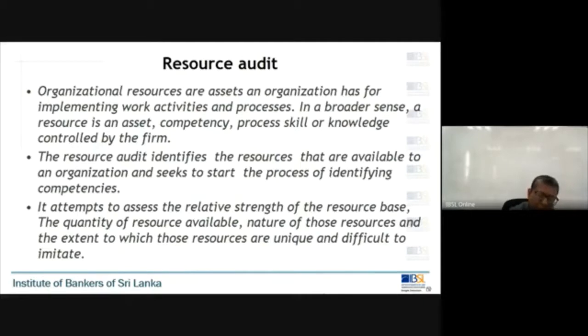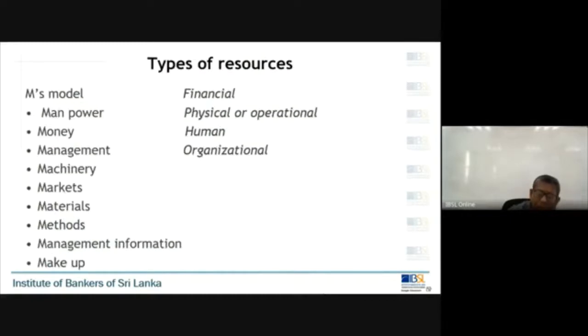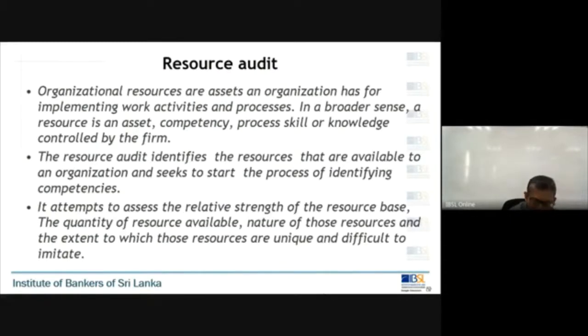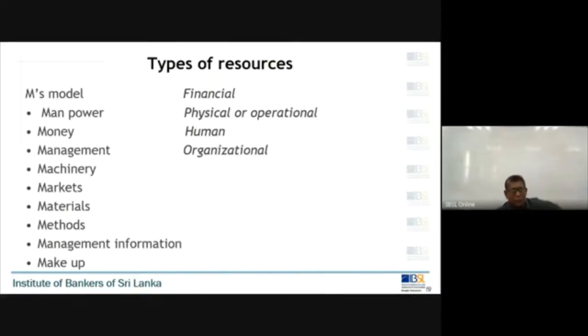Whether we are using our resources correctly. It's really important. So the resource audit identifies the resources that are available to an organization, to start to identify the competencies. Now, what is competency? Competency we will discuss later on. Before that, we'll have some idea about what resources are.